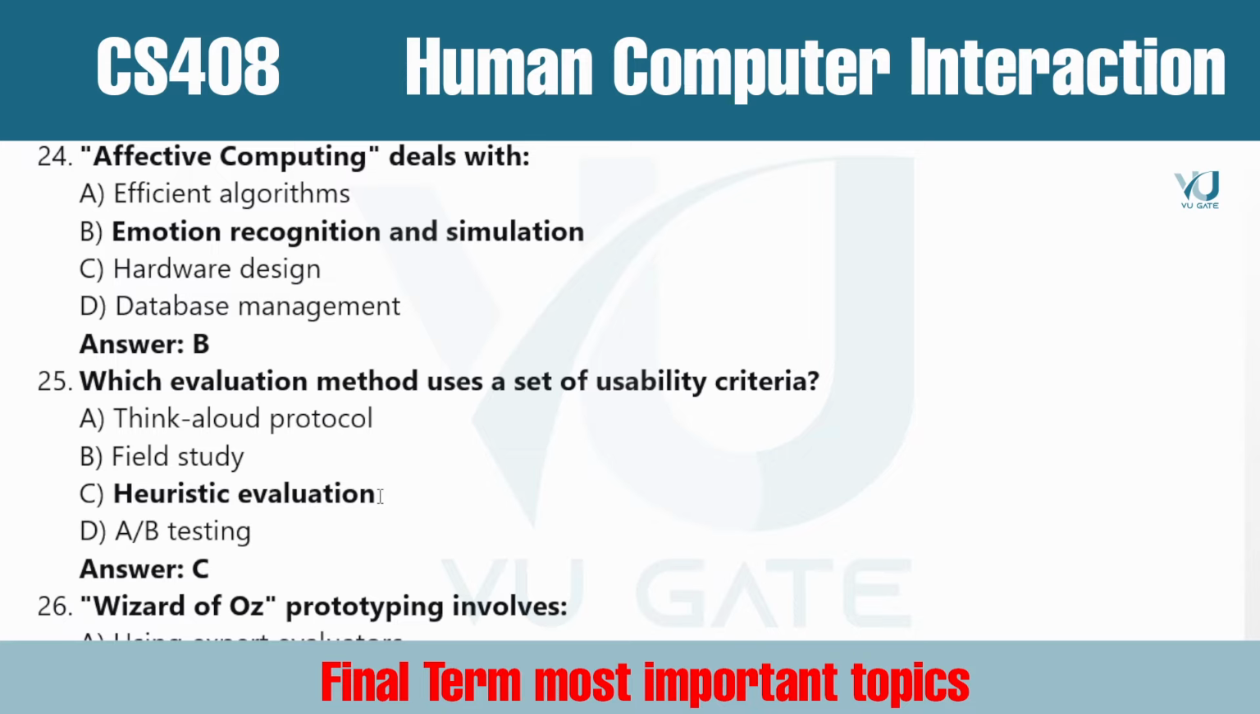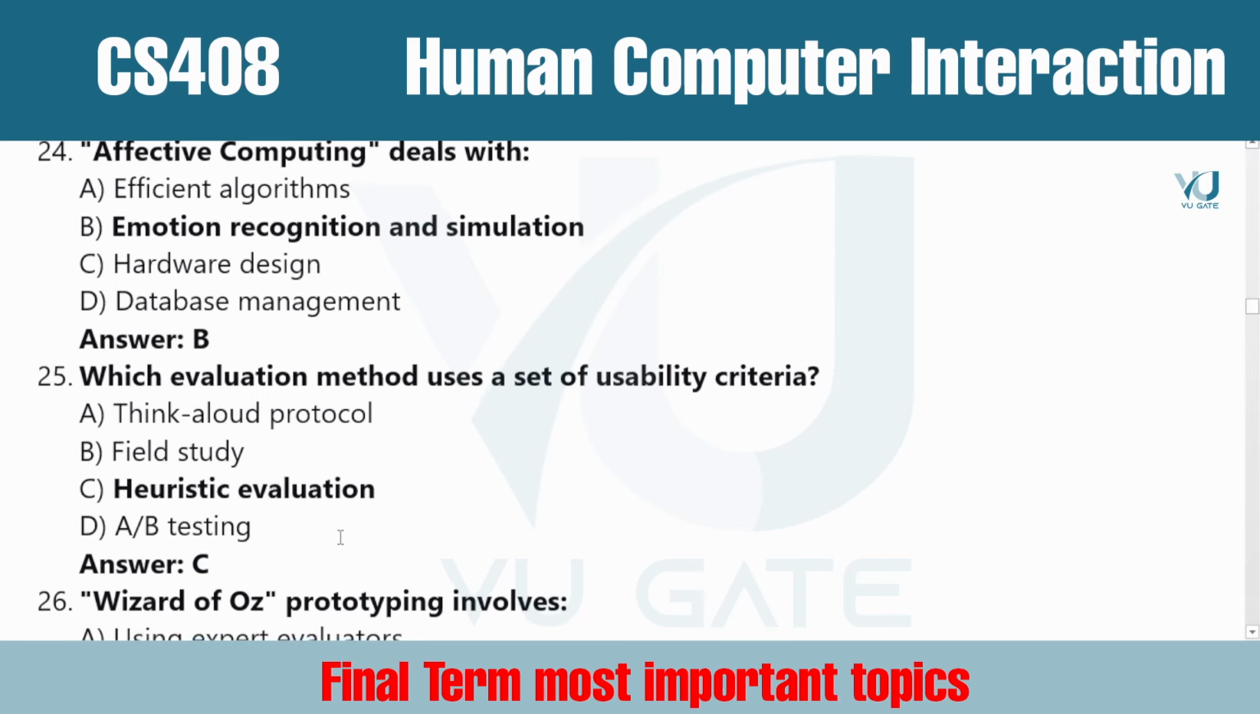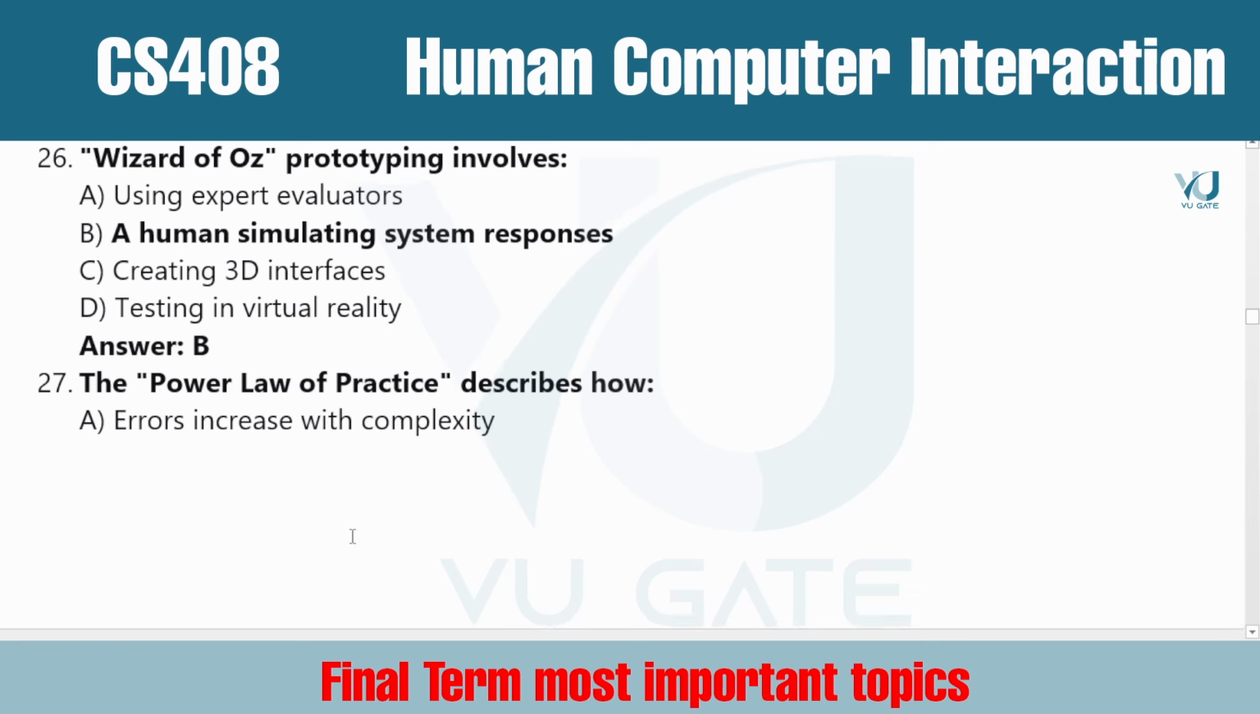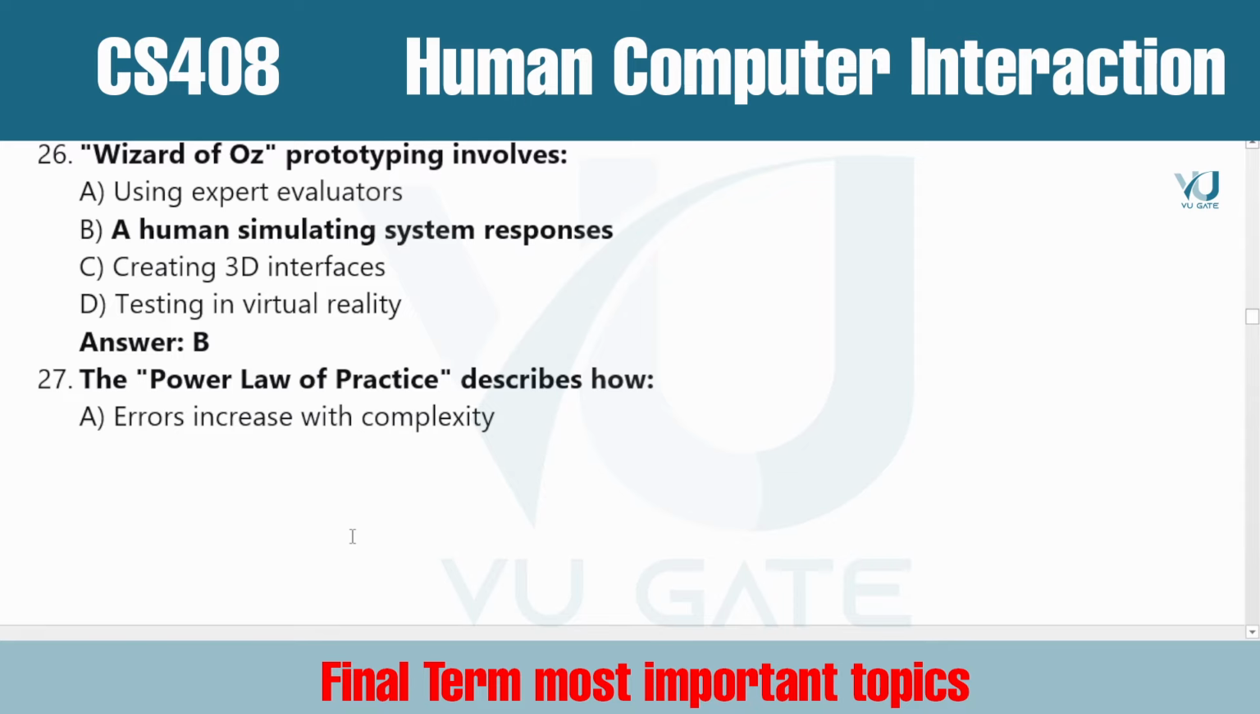Question 25. Which evaluation method uses a set of usability criteria? The correct answer is option C, heuristic evaluation. Question 26. Wizard of Oz prototyping involves. The correct answer is option B, a human simulating system responses.